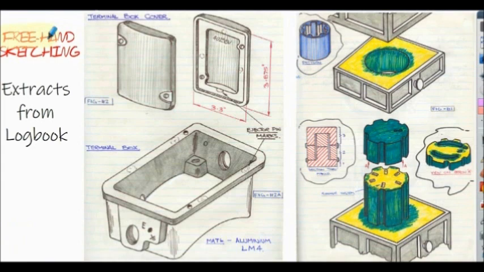This is just some freehand sketching from my engineering logbook when I was an apprentice. When I was on the shop floor, I had to sketch various items. First sketches of a terminal box cover used on an electric motor. So this was an aluminium casting, to show the characteristics of the design. On the right hand side shows the core moulding for the casting of an electric motor stator, the casing. This is essentially an exploded view showing how the top and the bottom of the mould are placed together.